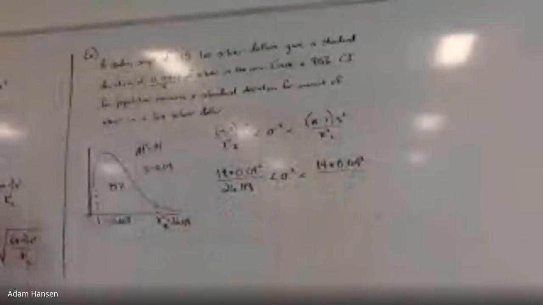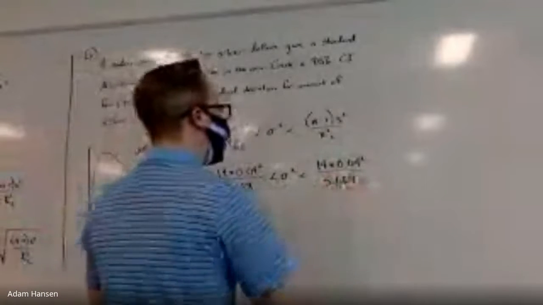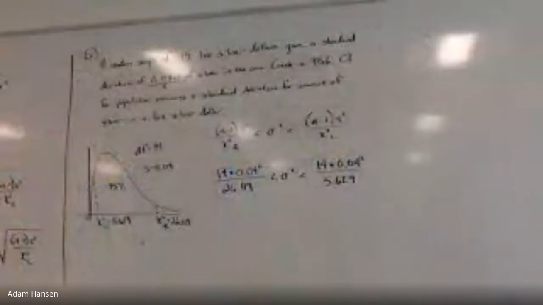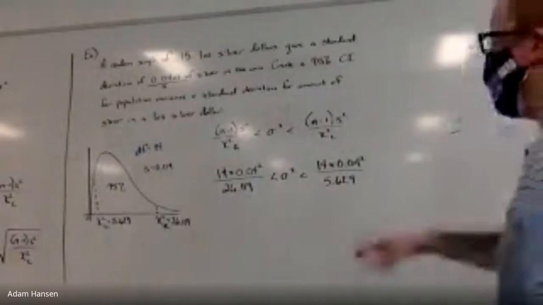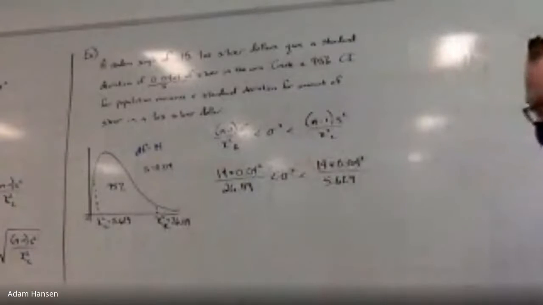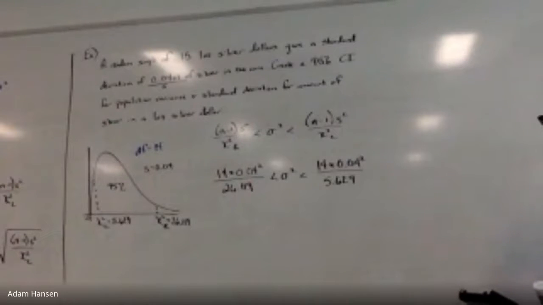We got here 5, 6, 2, 9. Let's get a little calculator. 14 times 0.04 squared divided by 26.119. Was that about 0.0009?